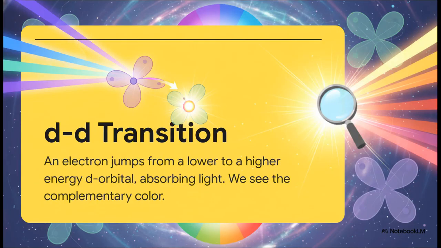It's all because of something called a d-d transition. In these ions, the d orbitals split into slightly different energy levels. So when light shines through, an electron can absorb a very specific color of light to jump up to a higher level. The color our eyes see is simply all the light that wasn't absorbed, the complementary color. It's such a beautiful consequence of their unique structure.